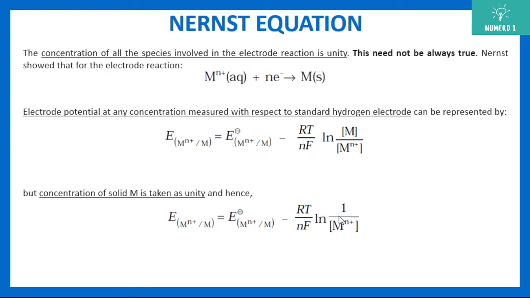Now what is R here? R is the gas constant, T is the temperature, F is the Faraday's constant, and n is the number of electrons involved in the reaction.